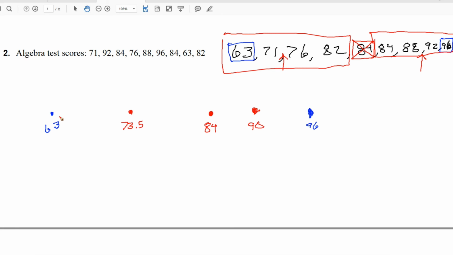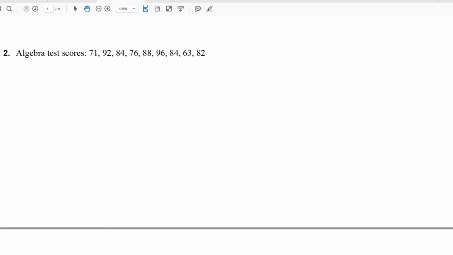So here's our box and whisker plot. Our 2 outside dots are our whiskers. Here's our box, as straight as it is. And there's our median. That's how you do number 2.